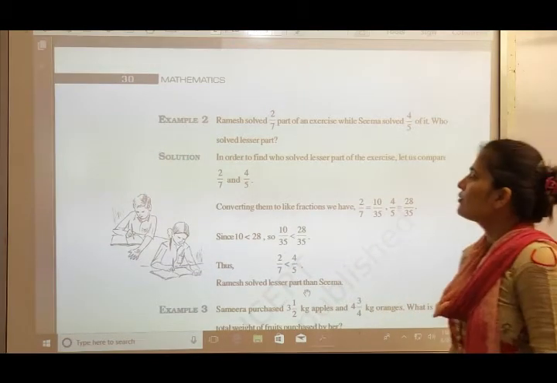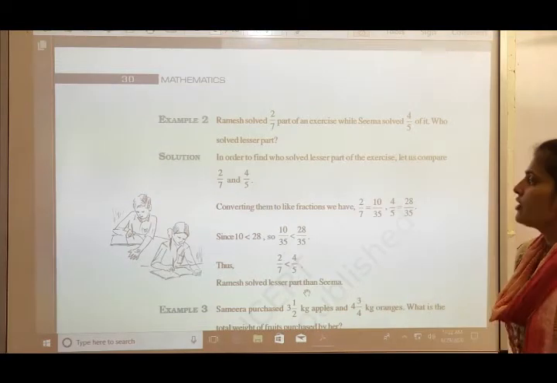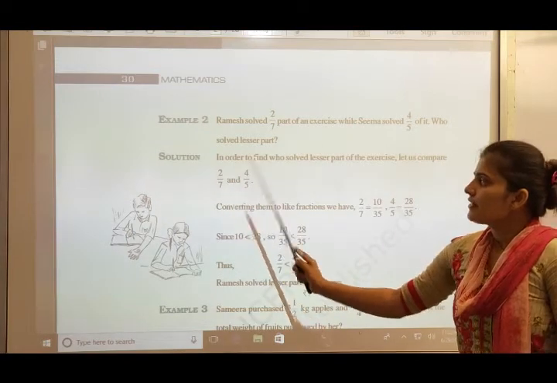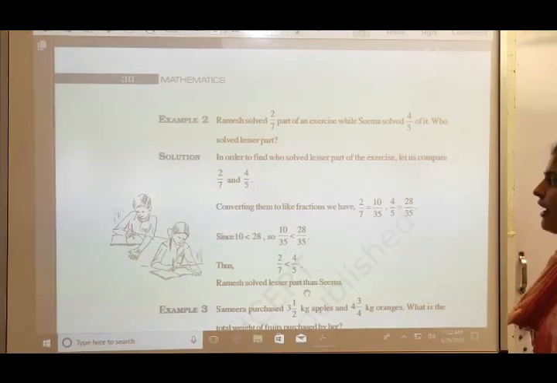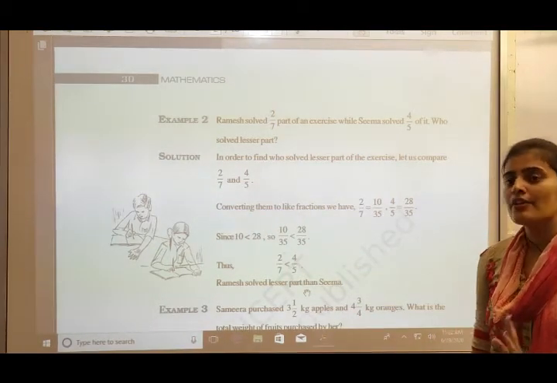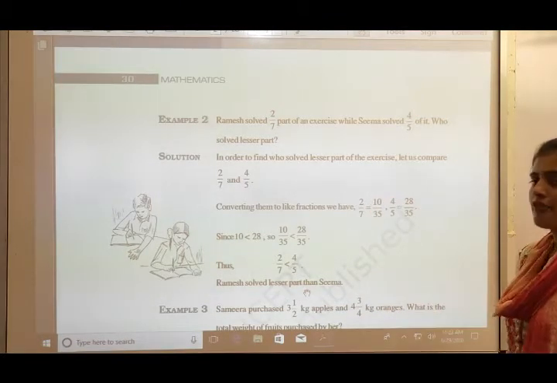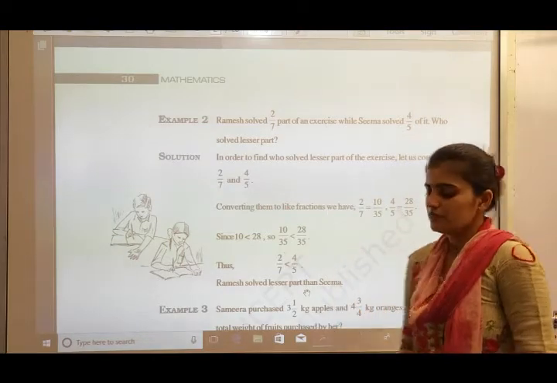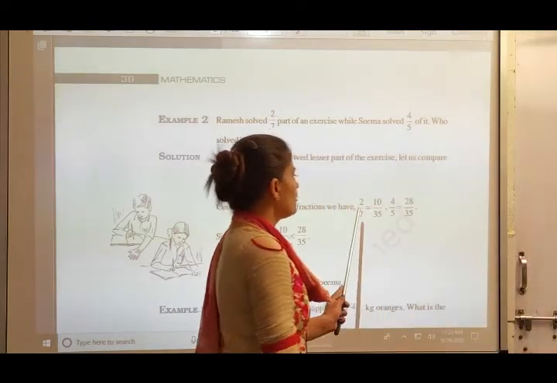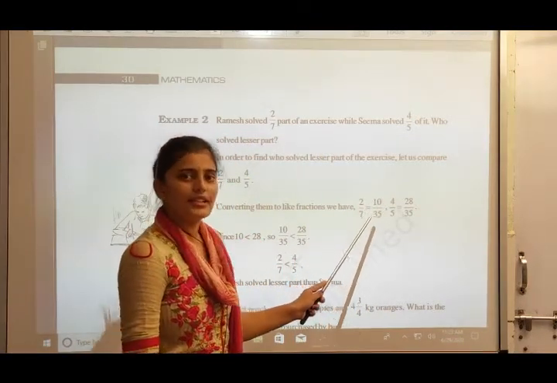Now here we have to take the LCM. 7 and 5's LCM will be 35. To get 35 in 7's table, 7 5's are 35, so we will multiply by 5. 2 by 7 will be multiplied by 5 on both top and bottom. So 7 5's are 35 and 2 5's are 10. So 2 by 7 can be written as 10 by 35.